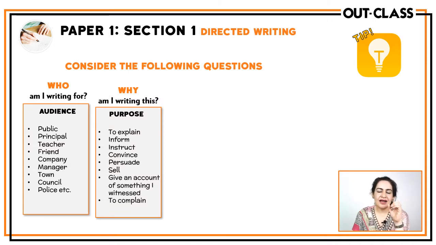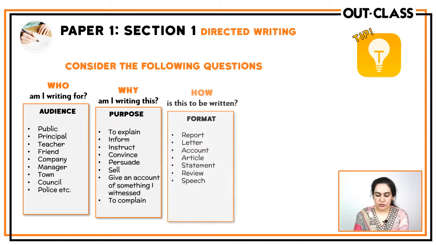So what have I done here? I have mended or tuned my choice of words according to, bachcho, my audience, and why am I obviously writing, or what am I saying. So both who and why are very important in that case. So to explain, inform, instruct, convince, persuade, sell, give an account of something that you witnessed, to complain. ठीक है? So these are the few, and this is not all. There are other reasons for writing as well, but these are the major ones that we would be writing for.